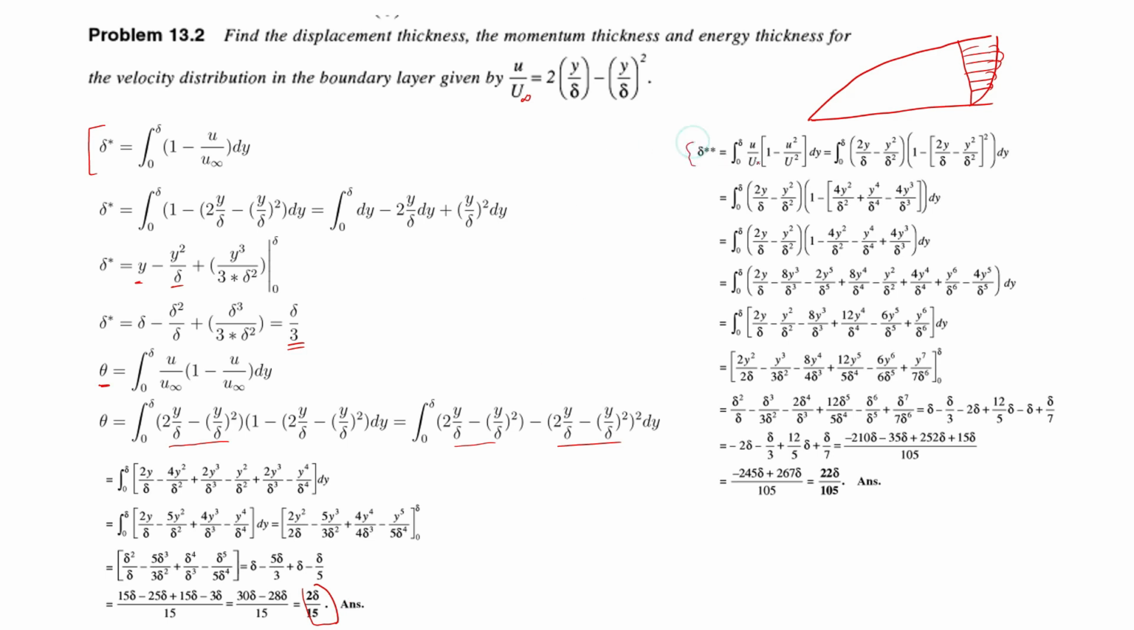And now let us find the energy thickness. For energy thickness also, you can substitute into the equation. You know the equation is u by u infinity into 1 minus u square by u infinity square. If you substitute it here and solve, you will get the final answer as 22 delta by 105. So this is how you find the energy thickness, displacement thickness, and momentum thickness.